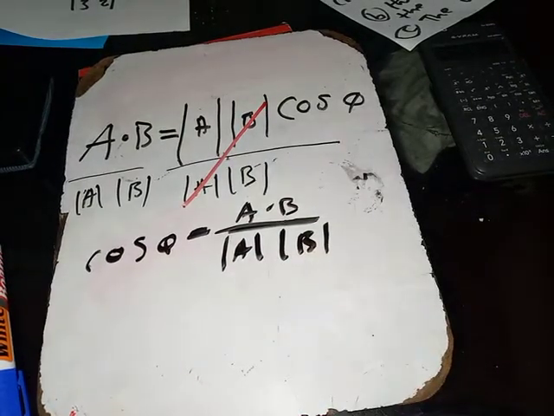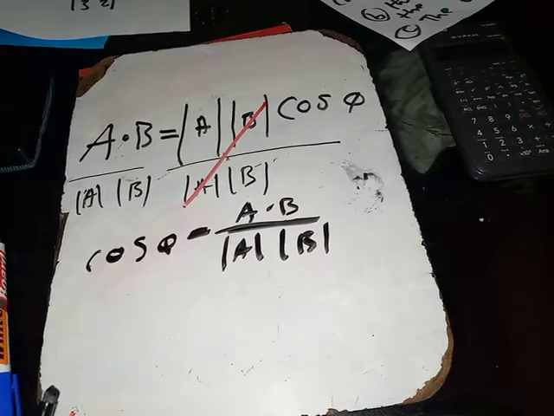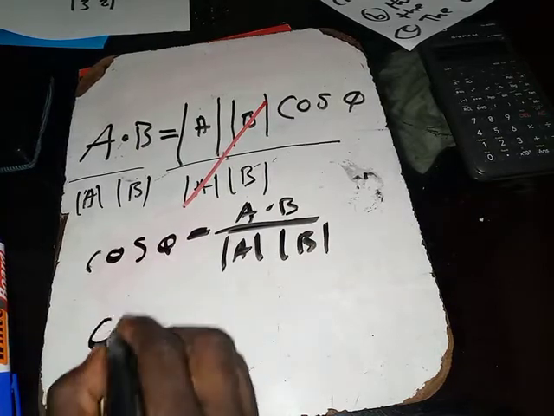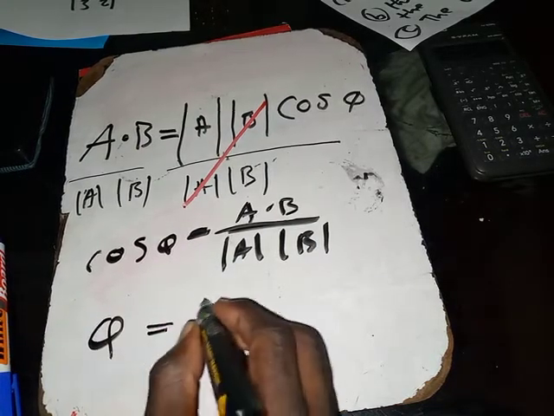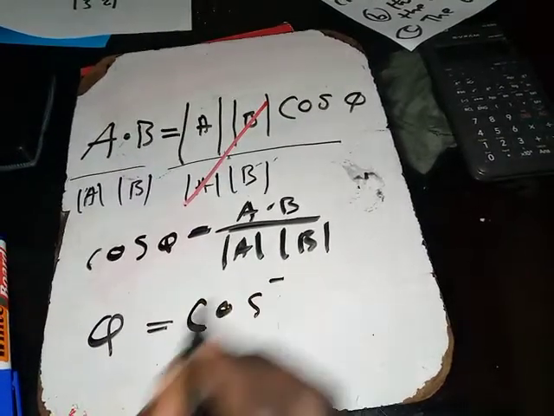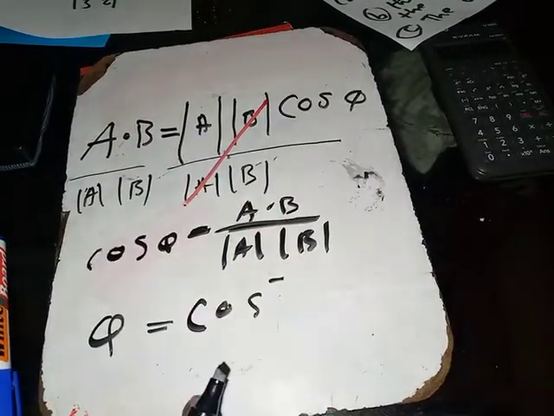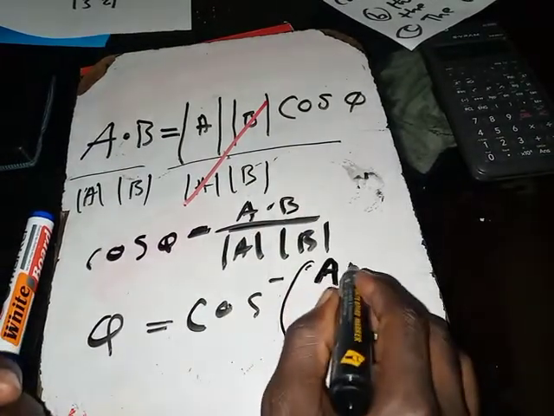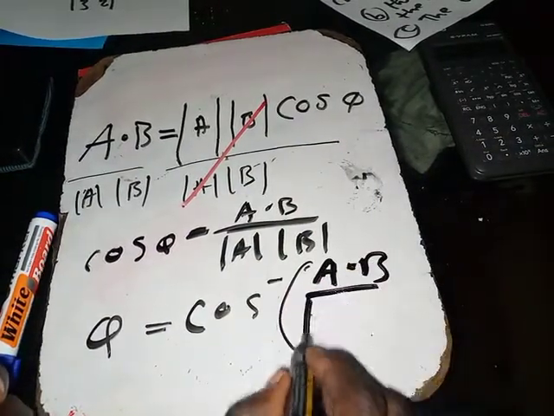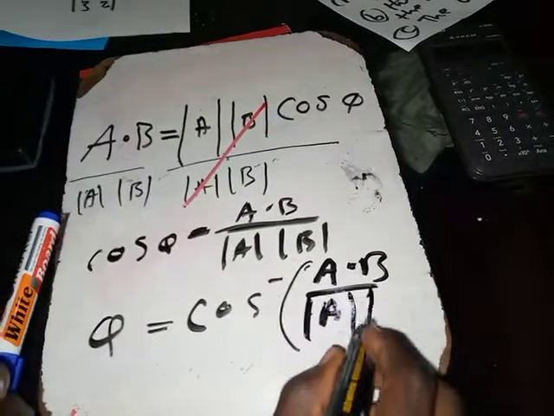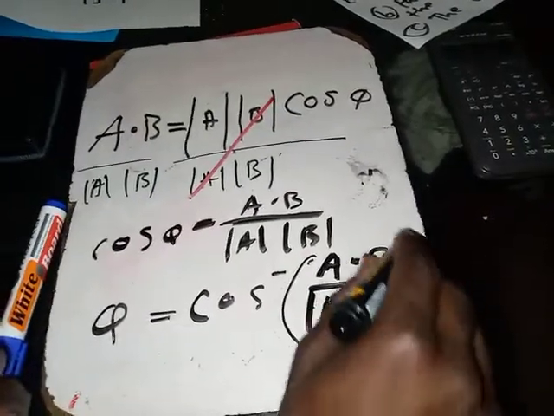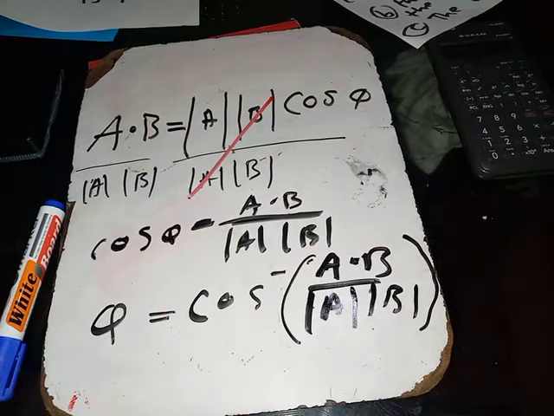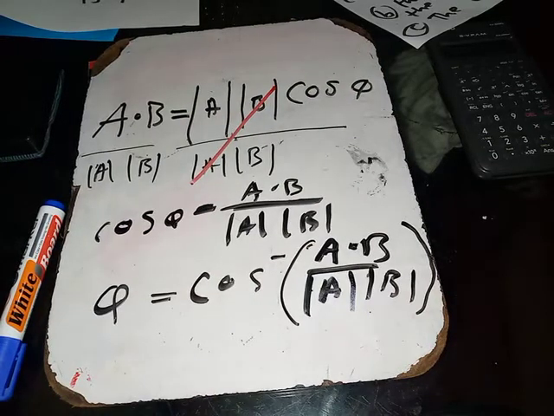Okay, when I remain like that, I still haven't made theta the subject of the formula. So I'm going to say theta is equal to cos inverse. When this one comes this side, it becomes cos inverse of this. You put now A dot B over magnitude of A, magnitude of B. So in short, this is the formula that we are going to use in finding the angle when I make theta the subject of the formula.